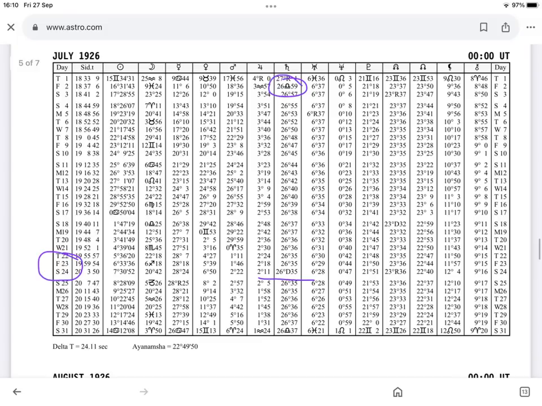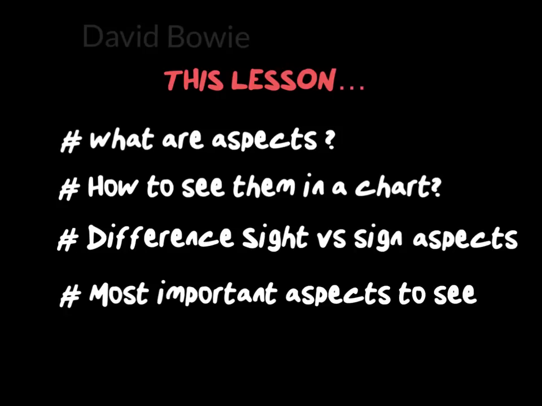I would definitely advise all of you, beginning astrology, been doing it for ages, you should definitely pick up this skill. In this lesson, everybody, we're going to learn what are aspects in a horoscope, how to see them in the chart, the difference between sight versus sign or RASI aspects, so important in the Vedic system, and the most important aspects to see when you look at a chart.